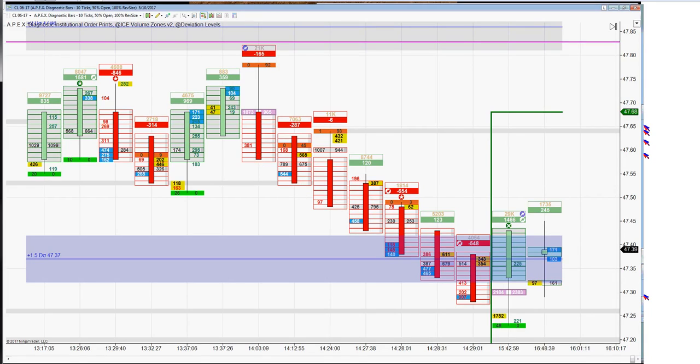I know here that I expect a battle. And do I get my battle? Yes, it hits that point, goes up, makes another magnet, and then finally busts out with some decent volume. And then we get a nice little short right into the level where we get a cluster.